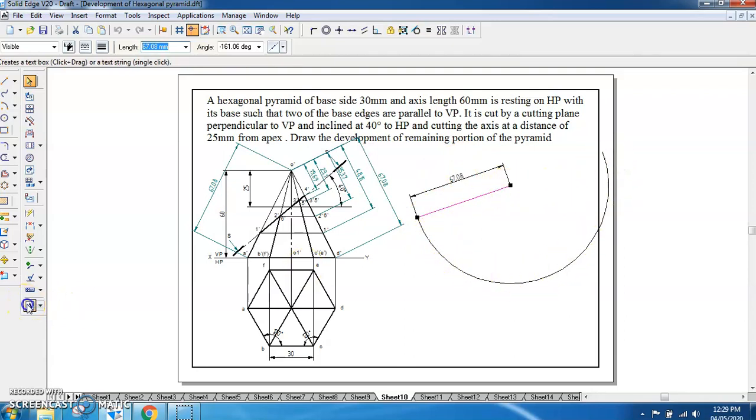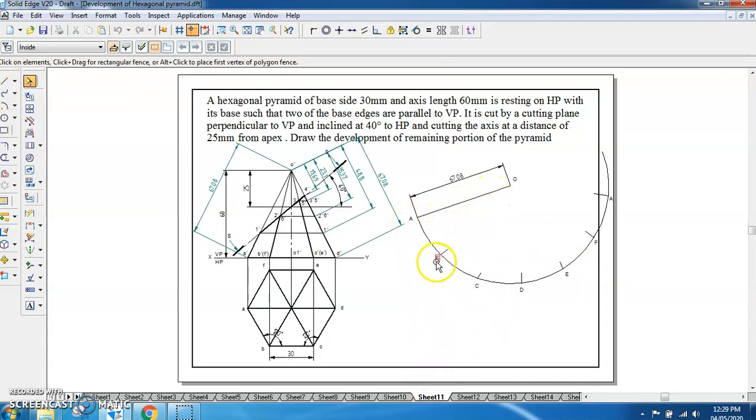So this as a center, if we name this as center O, and this edge we are naming it as A. So OA is the true length of the edge, and O is the center and OA as the radius. We are going to draw this arc. So once we draw this arc, we can draw the remaining points on the arc. So first we have to draw this arc.